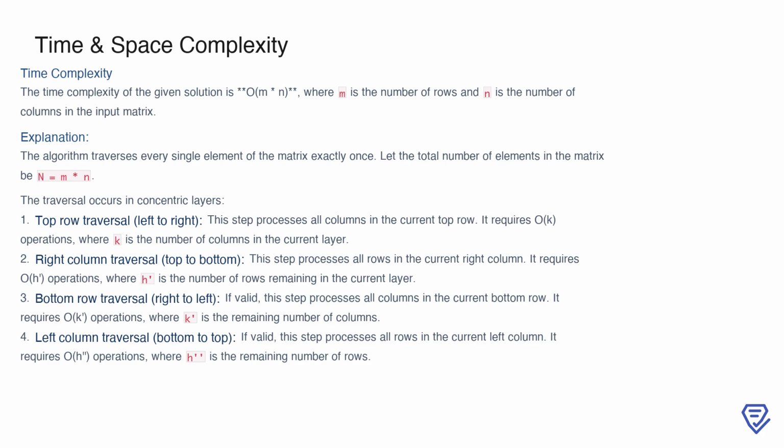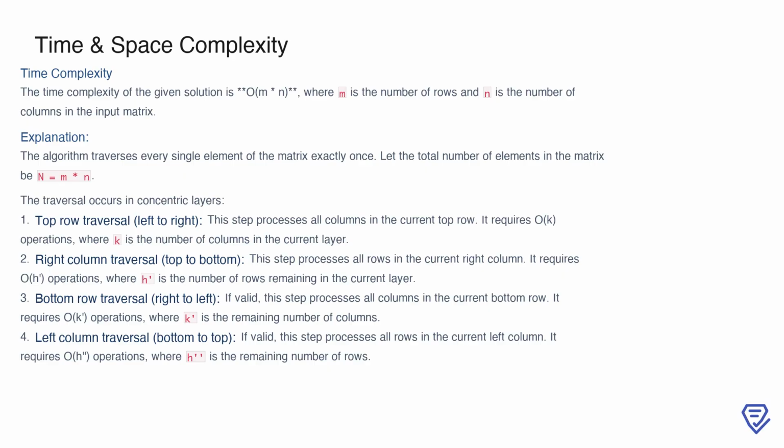First, we process the top row from left to right, which involves iterating through all columns in the current top row. Next, we handle the rightmost column from top to bottom, iterating through the rows in that column. If there are still unvisited elements, we move to the bottom row and traverse it from right to left, followed by the leftmost column from bottom to top.